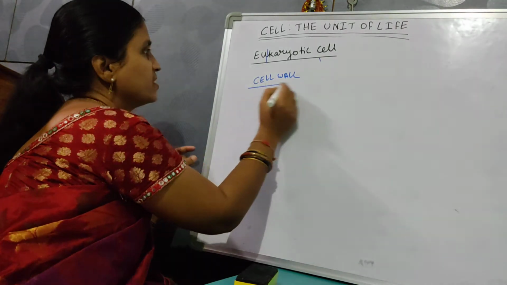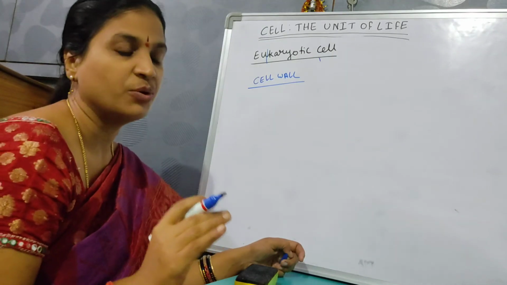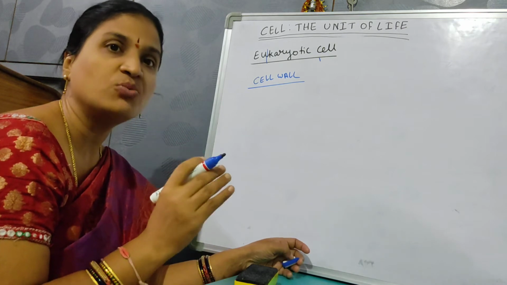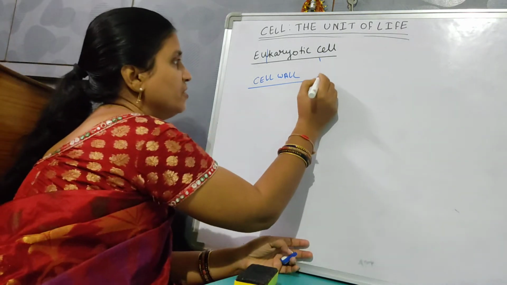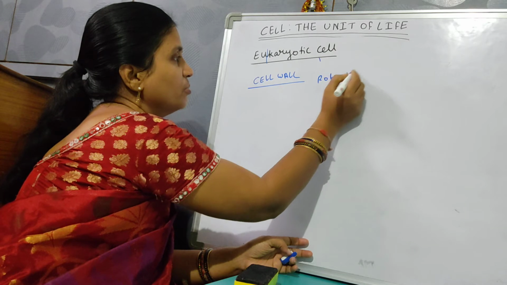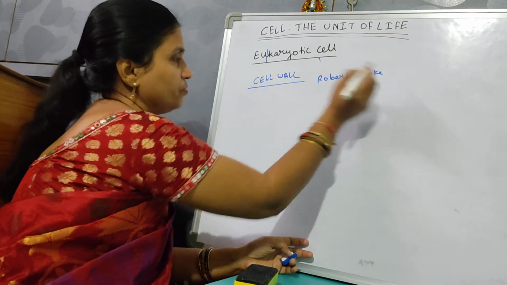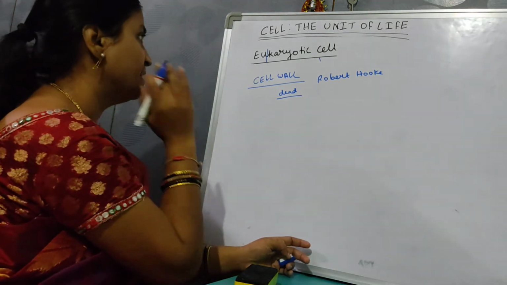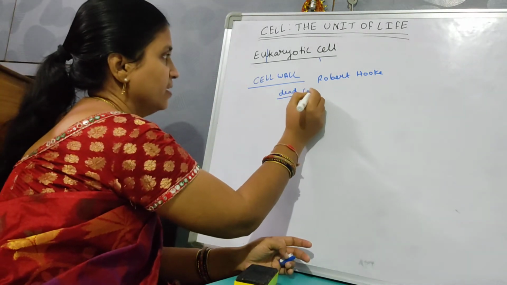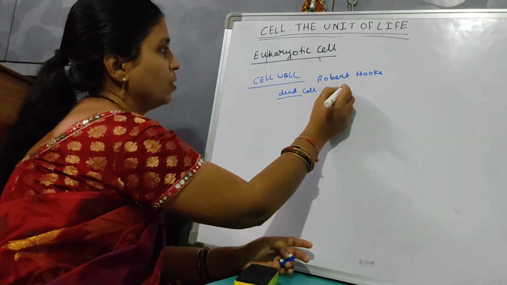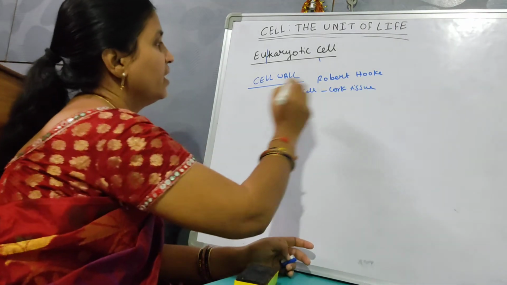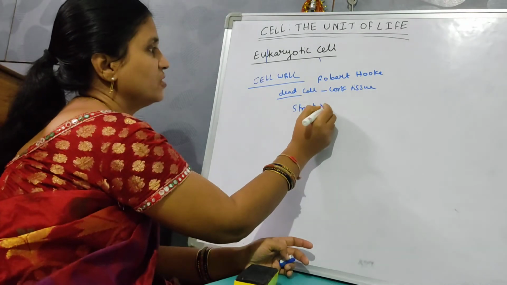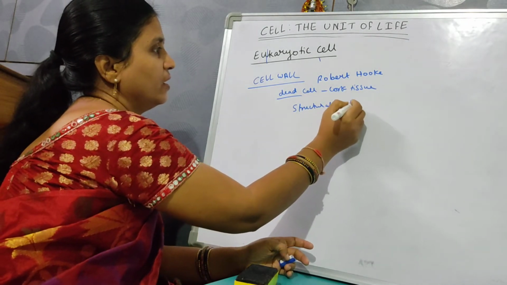See, the first discovered cell was a dead cell. It was discovered in cork tissue, dead tissue. So the structure which he observed was the cell wall. So who observed? Robert Hooke observed the cell wall. It is a dead tissue, the cork tissue. The cell wall is going to give structural support to the cell.